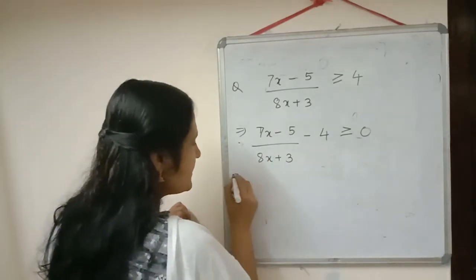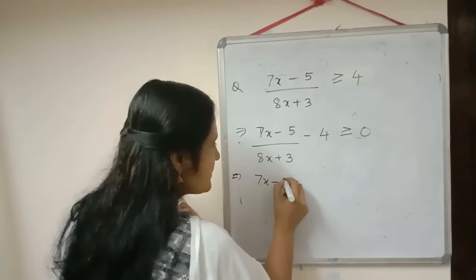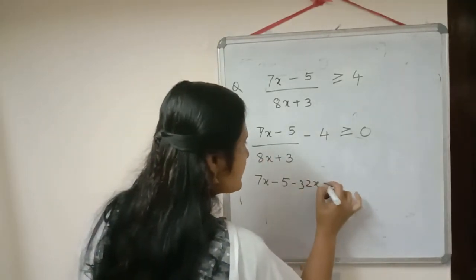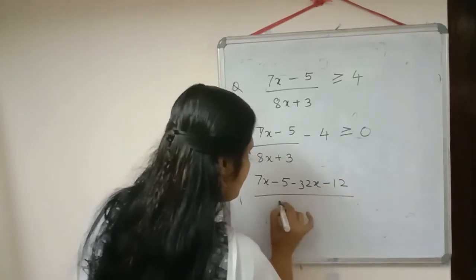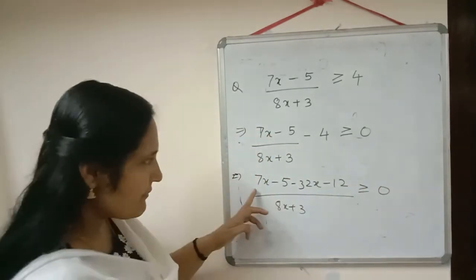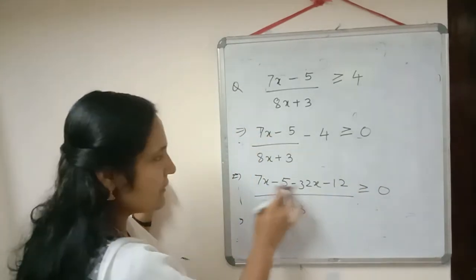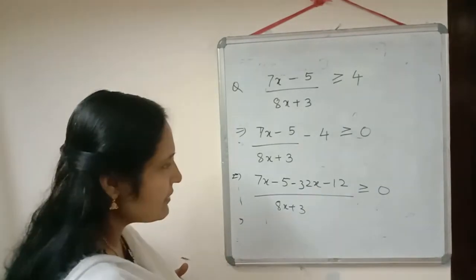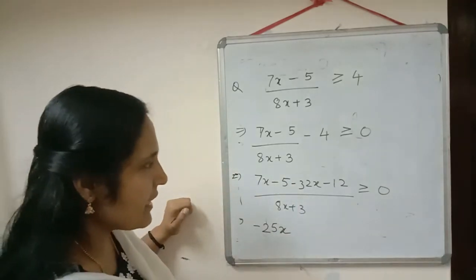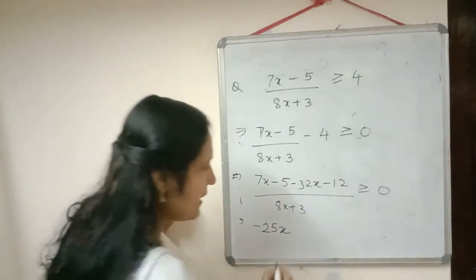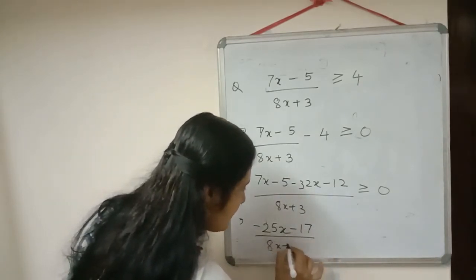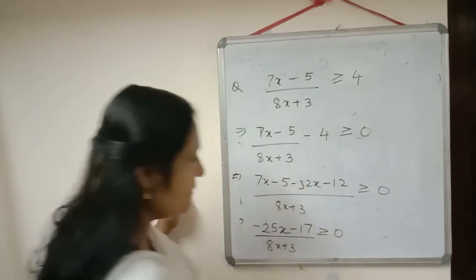Do the cross multiplication. Then we will get 7x - 5 - 32x (4 eights are 32) - 12, over 8x + 3, ≥ 0. 7x - 32x gives minus 25x. Minus 5 minus 12 will be equal to minus 17. So (-25x - 17)/(8x + 3) ≥ 0.